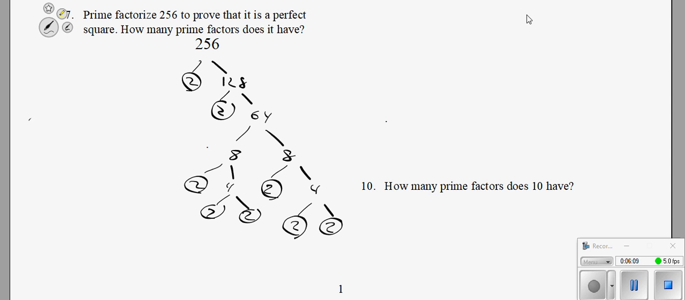So if I was to redistribute them into 2 groups of 4, both of those groups would be equal, and both of those groups would be equal to 16. And therefore, 256 is a perfect square because 16 times 16 is 256.